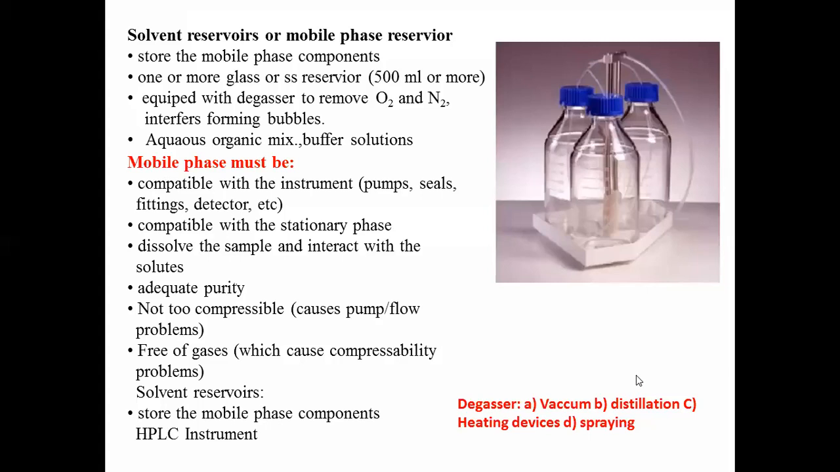Second one is distillation. A small distillation unit is equipped along with the degasser system, to remove the dissolved gaseous material as well as the impurities. Heating devices are also used, that is the heaters. Then spraying. Some sprayers are also used to remove the dissolved gaseous material.